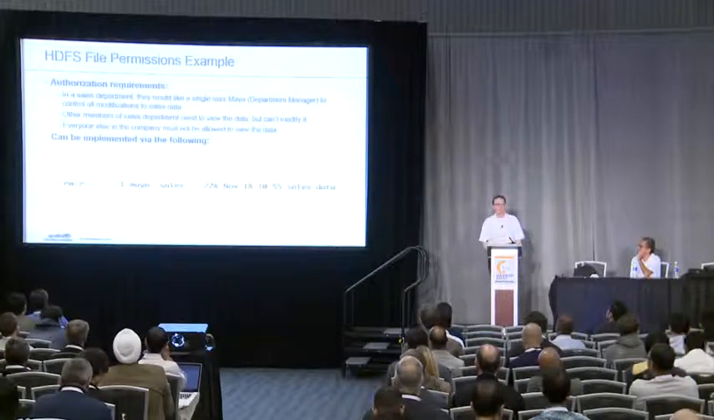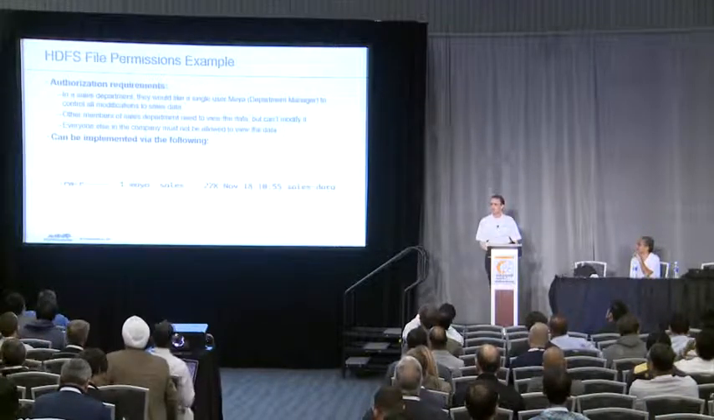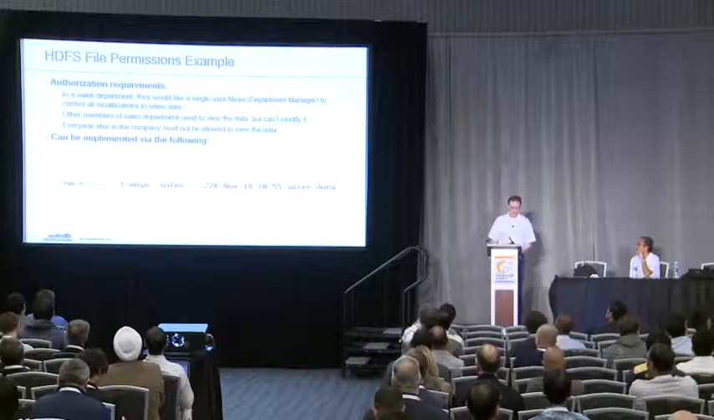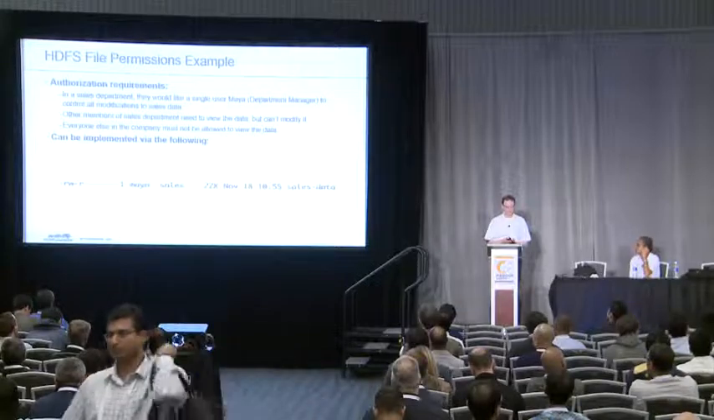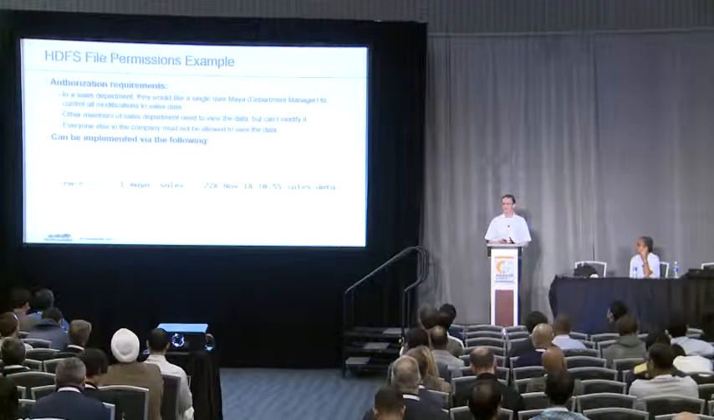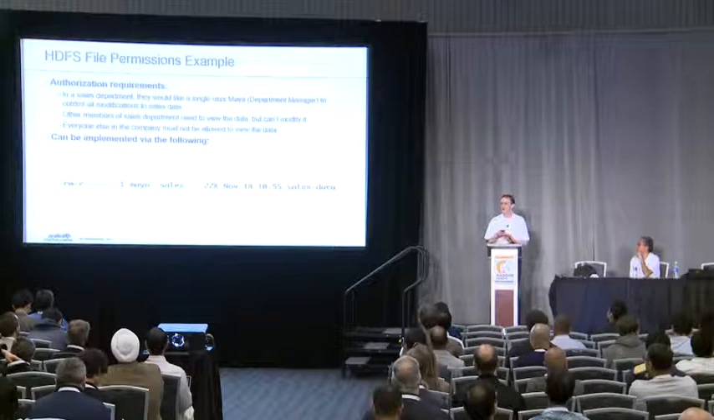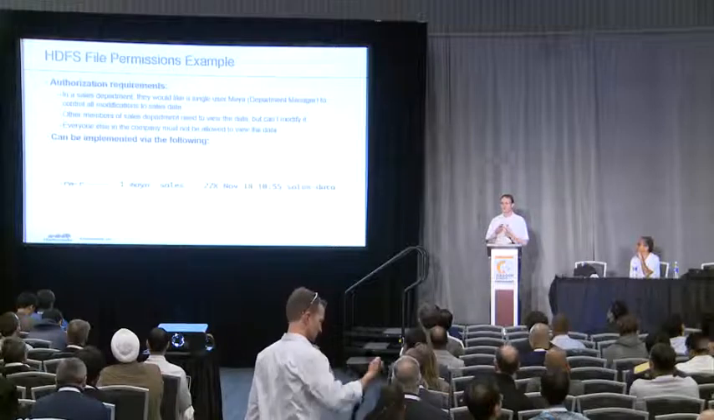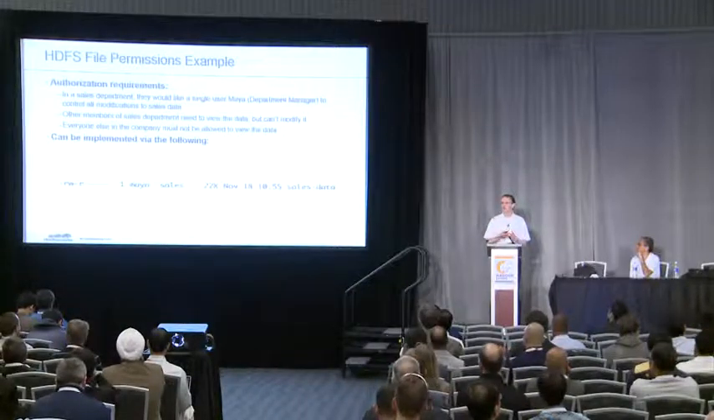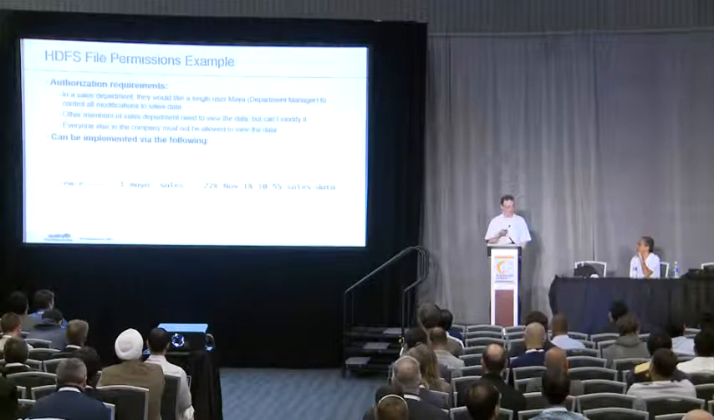So to show this off, what I'd like to do is provide a motivating example of a typical file authorization requirement. Suppose we have a sales department. They have a sensitive file named sales data. And the rules for that file is that a single user, who we are calling Maya here, the department manager, is the only person who is allowed to modify that data. Additionally, there are other members of the sales department that need to read the data, and everyone else in the company should not be able to read the data or modify it or access it in any way.